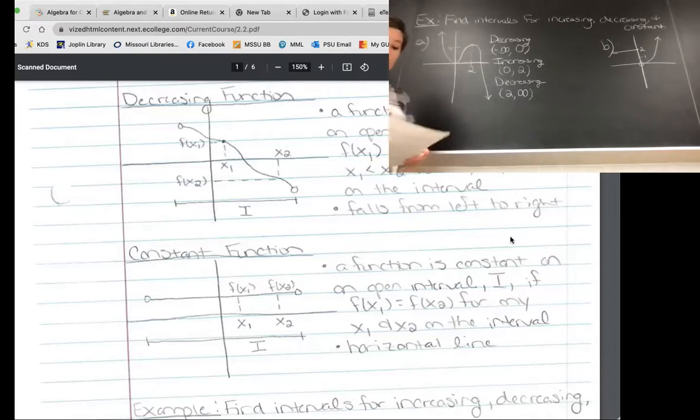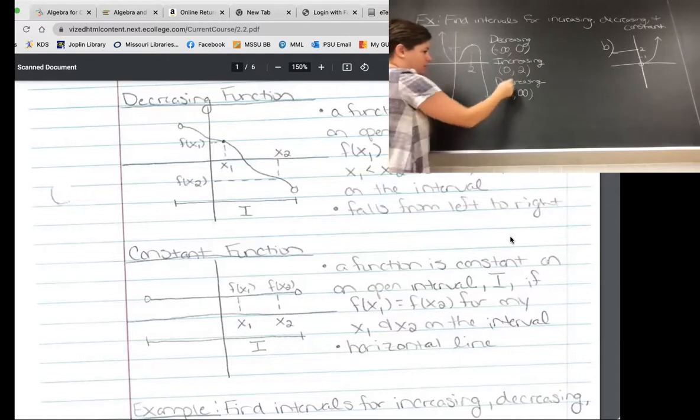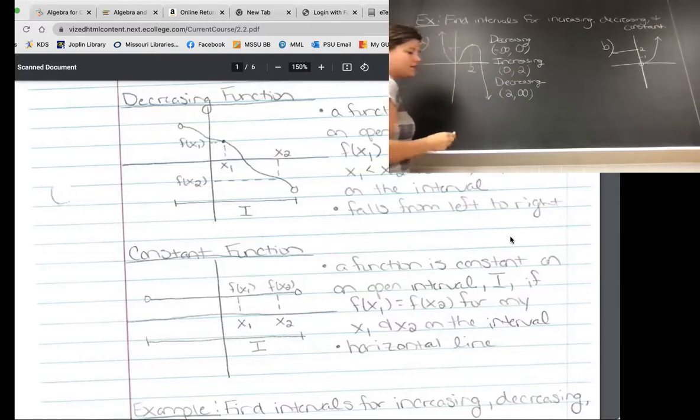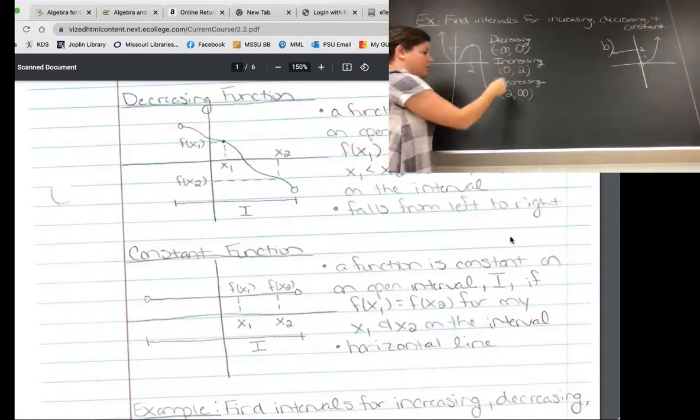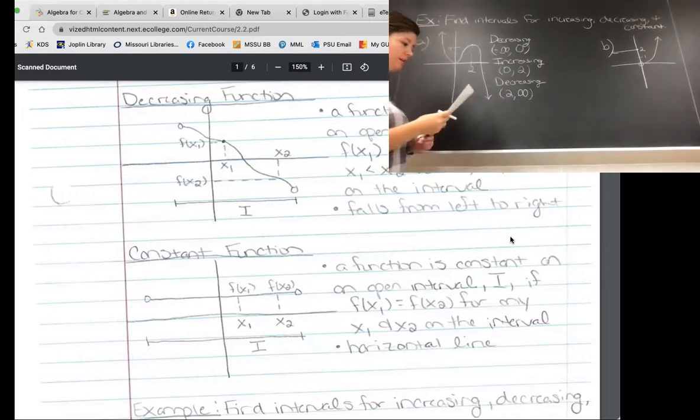Our graph can do multiple different things throughout its life, as a way to think of it. But you do use your x values and you do use interval notation because we are finding the interval. Notice though, I always use parentheses on these 2 situations because they are switching right then. And so it can't be increasing at that point and decreasing at that point. So we just use parentheses to justify that.